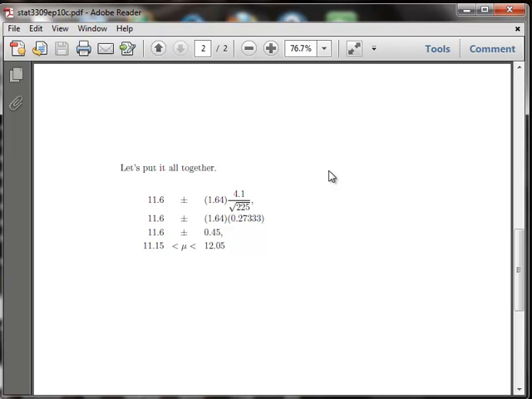Now the interpretation for this is that we are 90% sure that mu falls between 11.15 and 12.05. So when you ask for the interpretation, that's all it is.